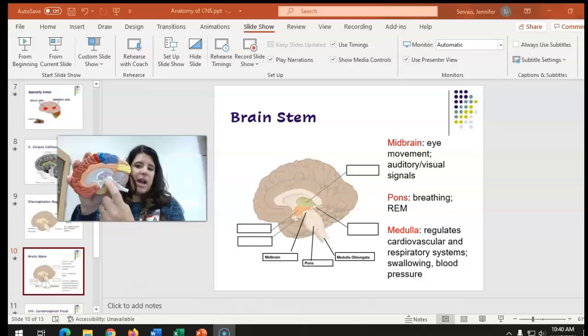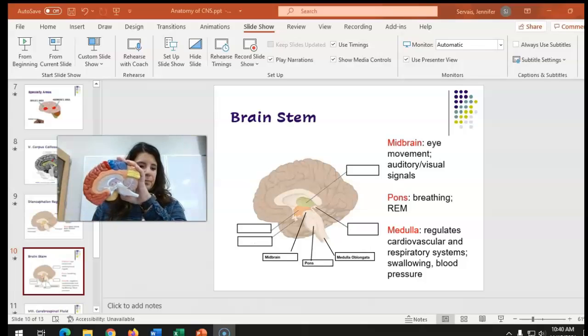Midbrain is responsible for eye movement, auditory and visual signals. The pons is your main respiratory control center. Also, it plays a role in your rapid eye movement sleep. And then the medulla regulates cardiovascular and respiratory systems, swallowing, and blood pressure.